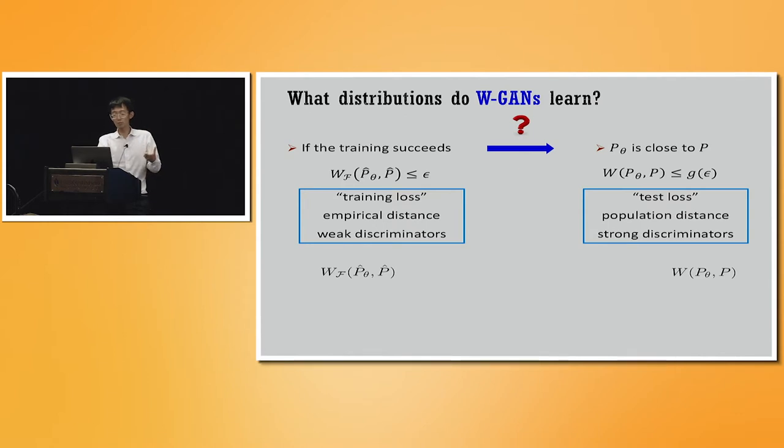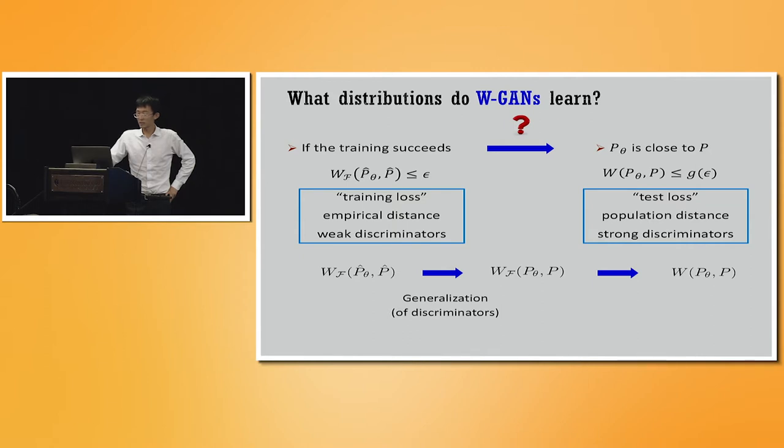When you have two quantities that differ in two places, the most natural way to link them is to meet them in the middle: you define some intermediate quantity and link them through it. The meaningful intermediate quantity seems to be the W sub F distance between P theta and P. So you use a population distance, but a weak discriminator. If you look closer at these two links, the first link is about the generalization of discriminators: whether a small empirical distance implies that the population distance is also small. The second link is about the approximability or distinguishability of the discriminators: whether the distance W sub F is close enough to the Wasserstein distance.